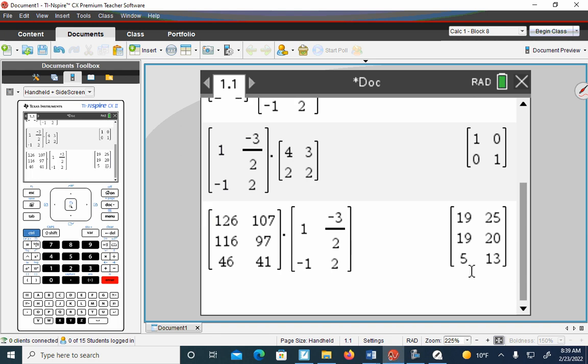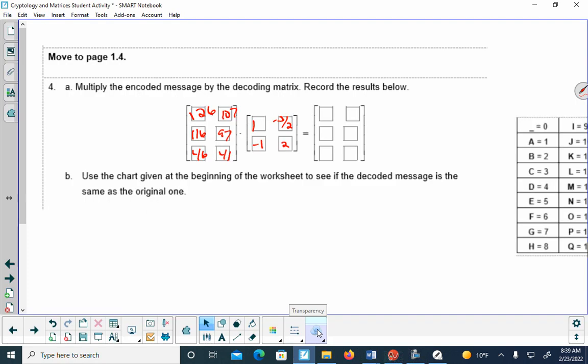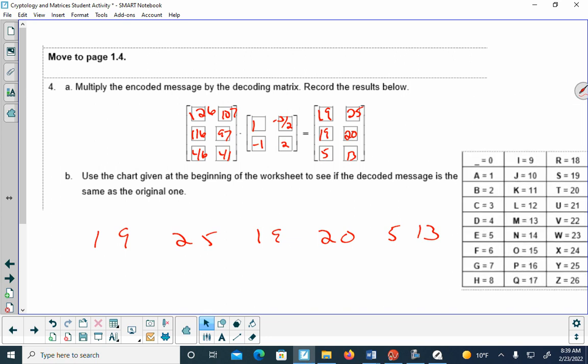And when I do that, I get 19, 25, 19, 25, and 13, which should sound familiar to you because that's what we started off with. So now I'm going to write them in a straight line: 19, 25, 19, 25, and 13. And then I'm going to go back to the chart that was given to me at the beginning, this chart here, and I'm going to decode.